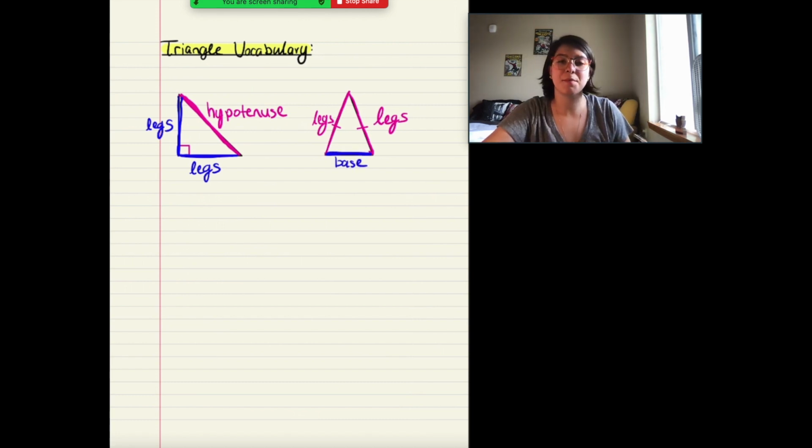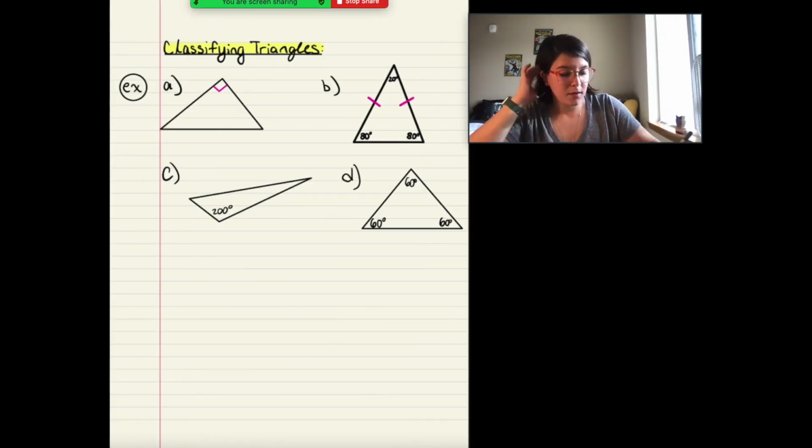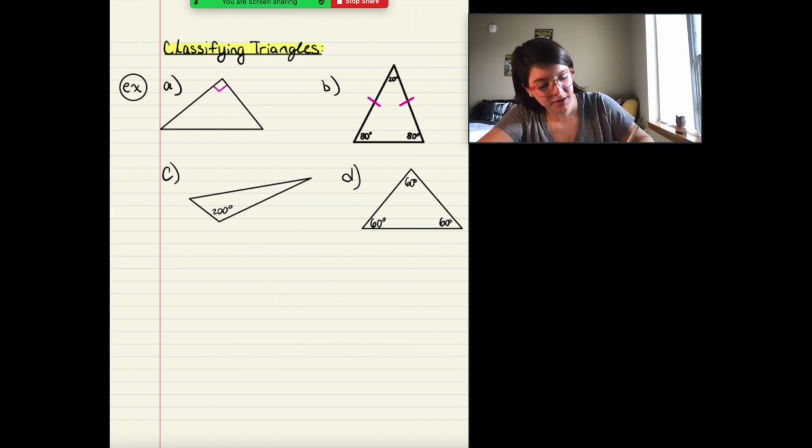So let's look at some examples where we classify our triangles. So in the first one, we're not given a whole lot of information. The only information that we're given is this little box here. And remember, that tells us that we have a right angle. So we could classify this triangle as a right triangle.